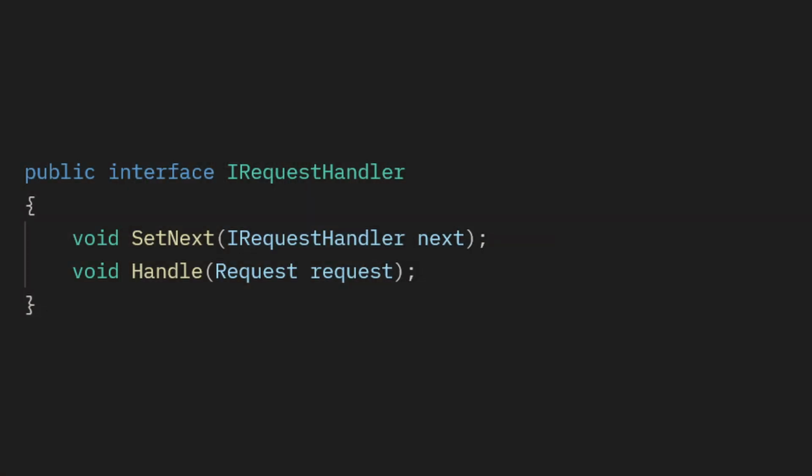Now, let's build this properly in C#. And I promise, this will be clean, readable, and interview ready. Step 1. The handler interface. Every handler in the chain needs 2 things, a way to handle the request and a way to point it to the next handler. So let's start with an interface. This interface would be simple. IRequestHandler interface, and then it would contain 2 methods. One would be SetNext and another would be Handle. Simple, no drama.